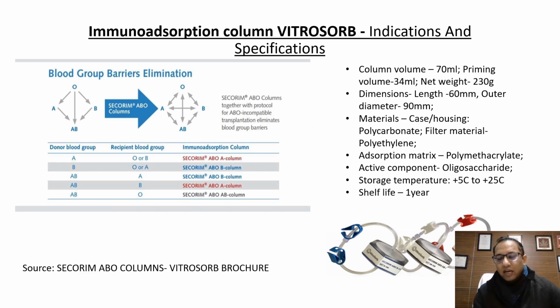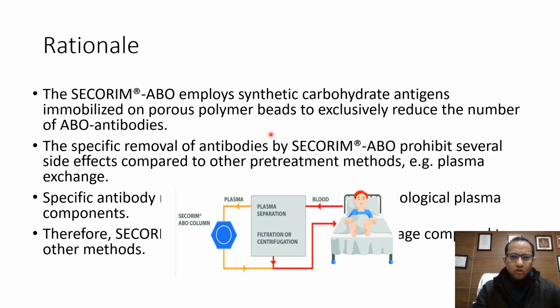Because the donor pool is shrinking day after day, we have this provision: when we don't have a suitable group-matched donor, we can go for a selective immunoadsorption column like Vitrosorb. The rationale is that ABO Secorum or Vitrosorb employs synthetic carbohydrate antigen immobilized on porous polymer beads to exclusively reduce the number of ABO antibodies. The specific removal of antibodies by Secorum ABO avoids several side effects that are seen with other pre-treatment methods like plasma exchange. So it is a very selective method and it's been very helpful for us.